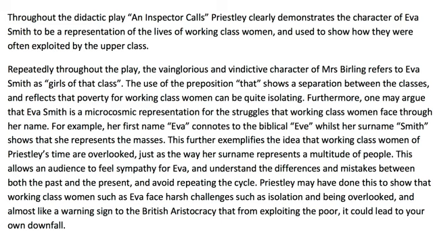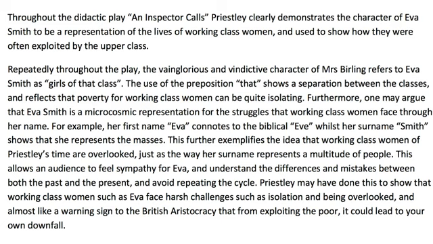Repeatedly throughout the play, the vainglorious and vindictive character of Mrs. Birling refers to Eva Smith as "girls of that class." The use of the preposition "that" shows a separation between the classes and reflects that poverty for working class women can be quite isolating. Furthermore, one may agree that Eva Smith is a microcosmic representation for the struggles that working class women face through her name.